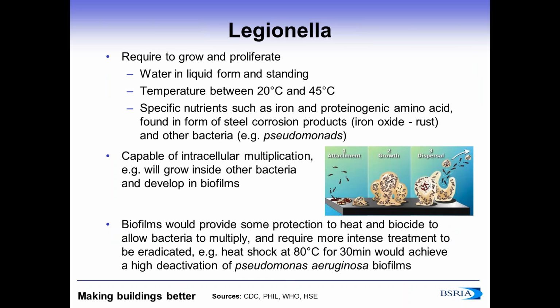Legionella bacteria require three key criteria to be able to grow. Firstly, the presence of liquid and reasonably stagnant water. Secondly, a suitable temperature, typically between 20 and 45 degrees Celsius. And lastly, food, such as rust found in corroded carbon steel pipework, or other bacteria. Yes, Legionella is able to colonize other bacteria, envelop them, and overgrow them. In addition, biofilm will help bacteria, including Legionella, to grow and develop under a protective layer.